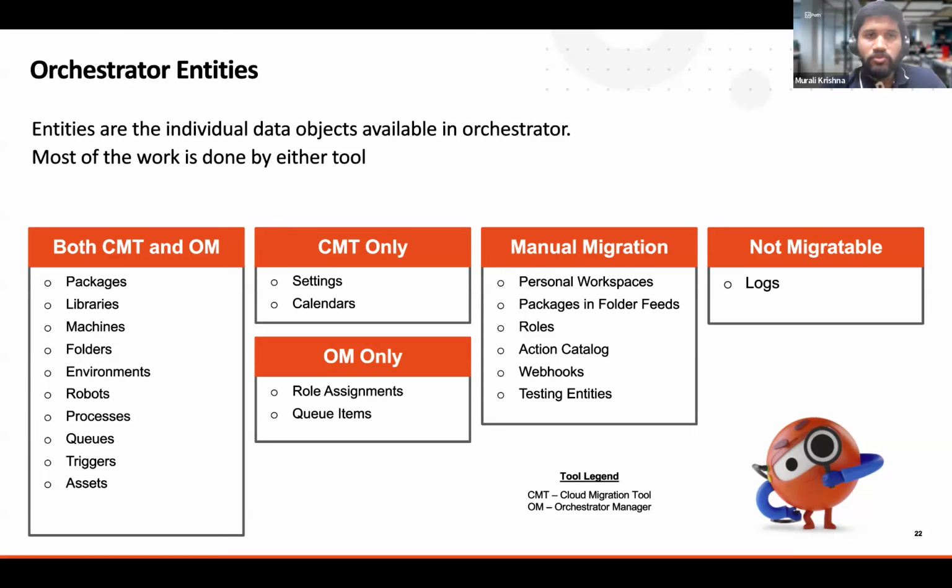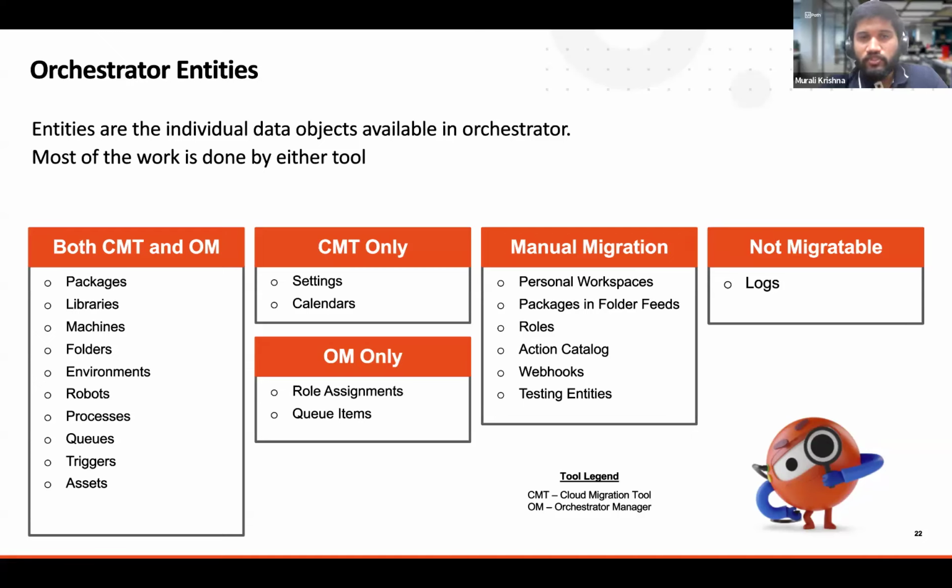If you see here, for both cloud migration tool and orchestrator manager, we can migrate packages, libraries, machines, folders, environments, robots, processes, queues, triggers, and assets. So this can be done for both folder migration from on-premises to on-premises or cloud migration from on-premises to cloud. And coming to cloud migration tool, irrespective of orchestrator manager, it can also do settings and calendars as well. While orchestrator manager can also do role assignments and queue items, which cloud migration tool cannot do.